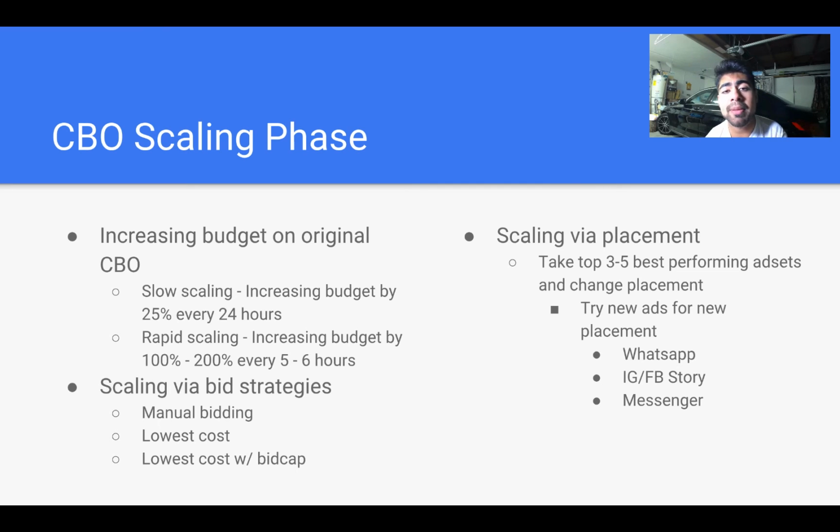But one way you can implement these new placements is to take your top 3 to 5 best performing ad sets and change the placement of these ad sets to just WhatsApp placement. And you can run these 3 to 5 within the CBO or individually depending on how you want to scale. But definitely give that a try because it has been working wonders for me.